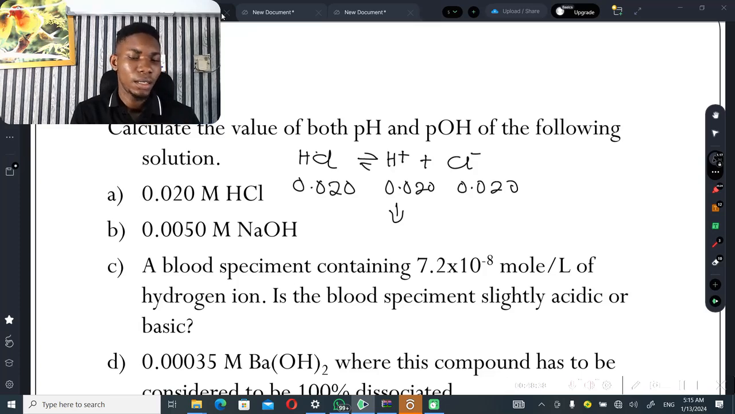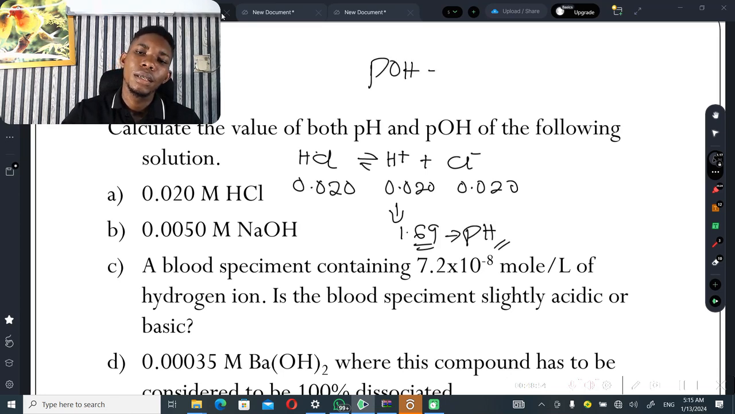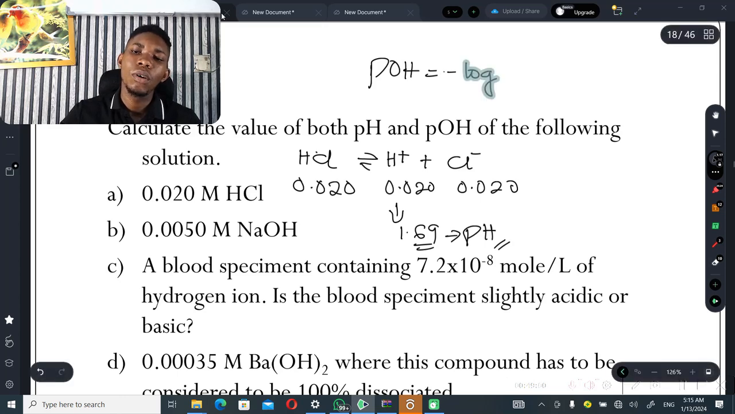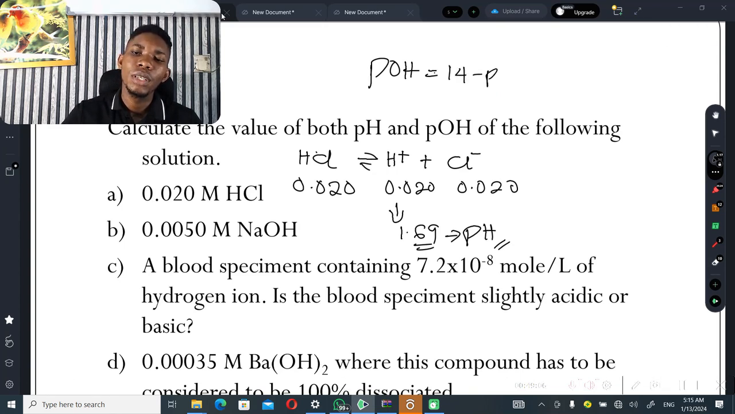Redeem of that answer. So you have negative log of 0.020, 1.69. So that is the pH, right? Now, what about the pOH? What do you say pOH is? Negative log, pOH is negative log of OH. But if OH is not given, pOH is equal to 14 minus pH.